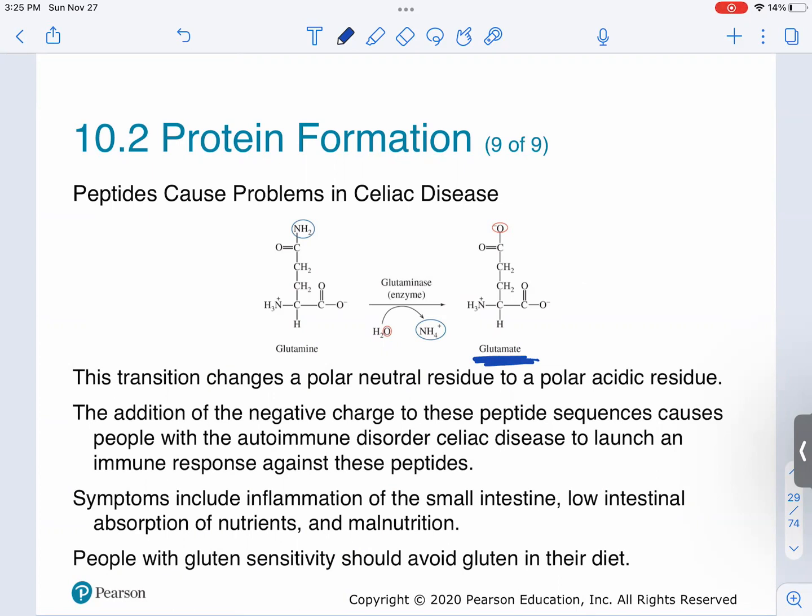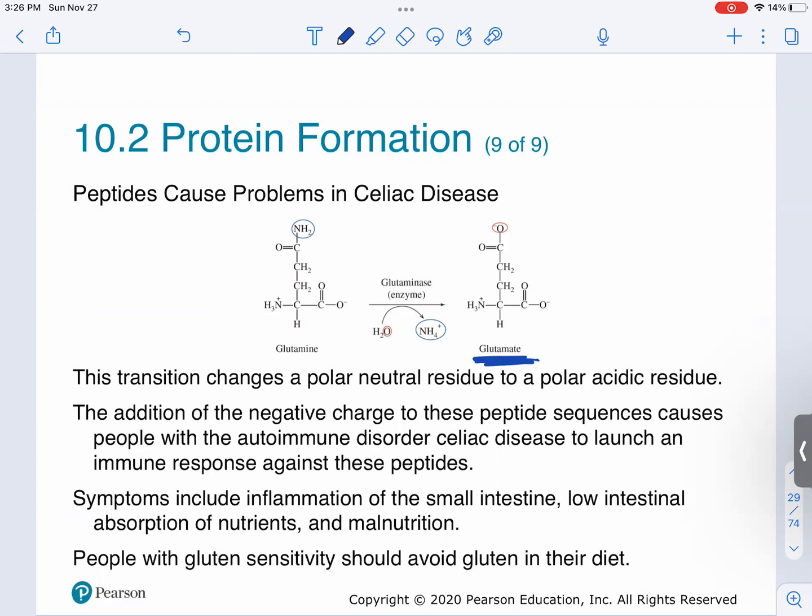this is not ordinary. This is outside of homeostasis, right? You're going to have a negative charge on those peptide sequences, and your body is going to form an immune response against those peptides. And so this causes a lot of discomfort in the gastrointestinal tract. And people with celiac have to avoid gluten.